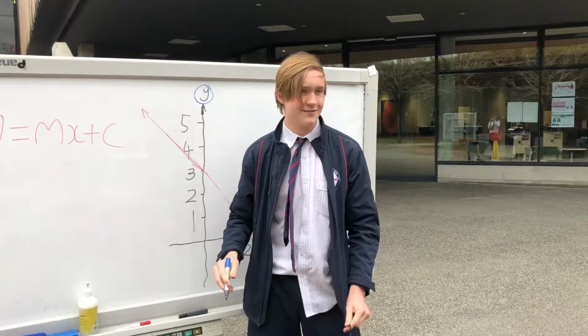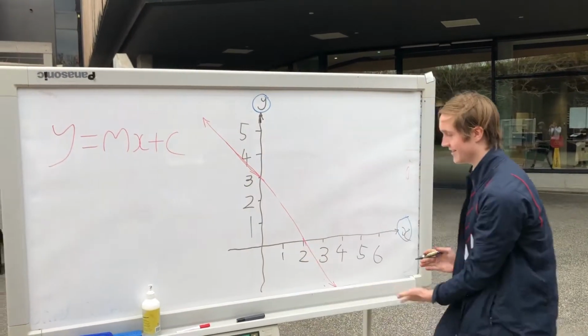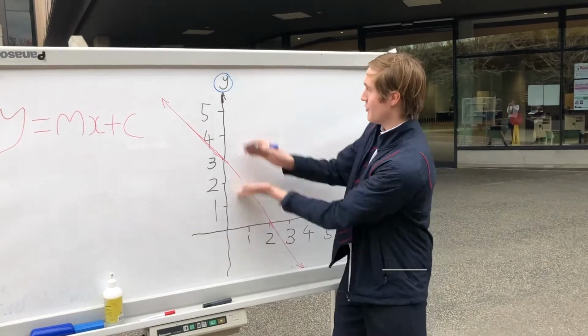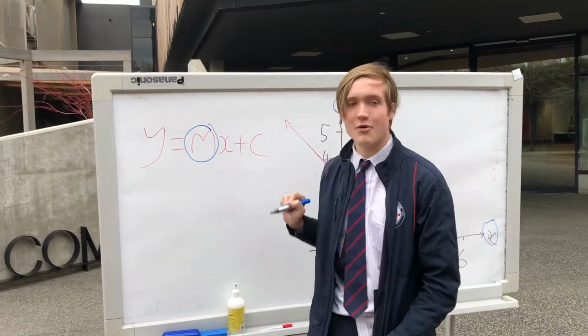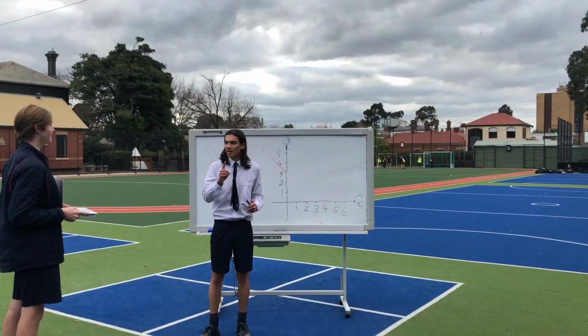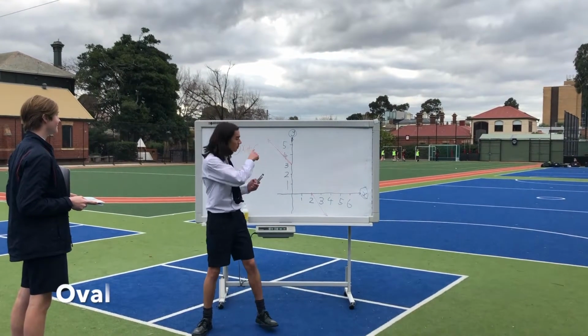Thanks, Tristan. Now, the y-coordinate can be described as the rise, and the x-coordinate can be described as the run. When plotted on a graph, it looks like this. So, once you have the rise and the run, you then can calculate the m, otherwise known as the gradient.